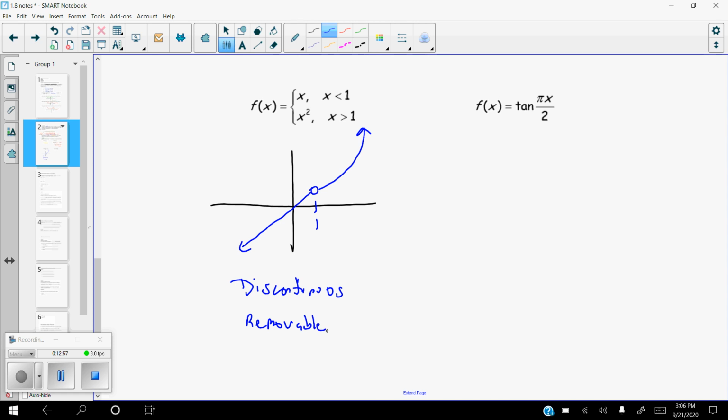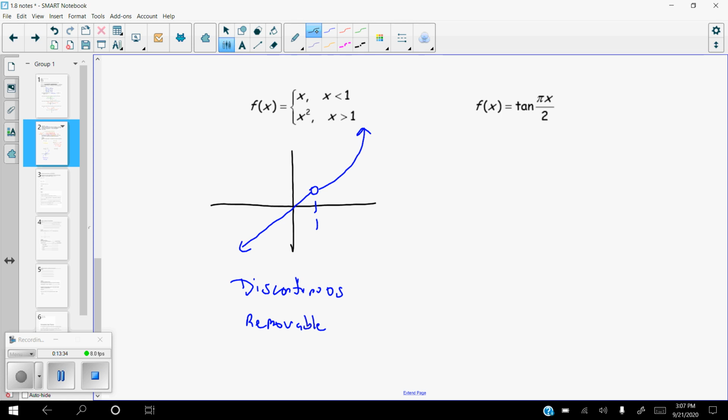And how is that removable, you might ask? Well, we're not actually going to do it here, but let's say I redefined f of x and added a part in there that said f of x equals 1 when x equals 1. That would fill that hole in, and then it would become continuous. So you could technically redefine that in order to make it continuous. You can't just arbitrarily redefine a function, but that's why it's called removable, because if you could redefine it, that's what you would do. And then the last one is f of x equals tangent of pi x over 2.